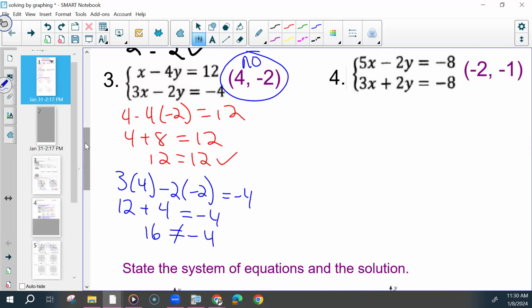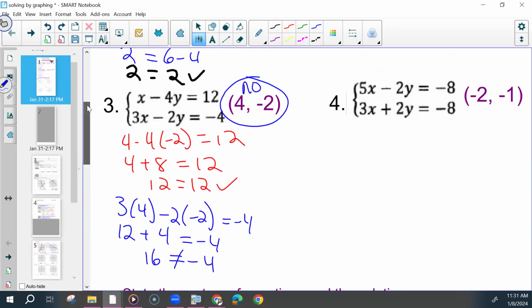Not that it's no solution, because we're just checking to see, let's say you solved this by graphing, or later when I show you how to solve by substitution or elimination. Let's say you got this as an answer. This is a good way to check yourself. If you get one that works, but one that doesn't, something in your work was wrong. Or maybe you graphed it incorrectly or something.